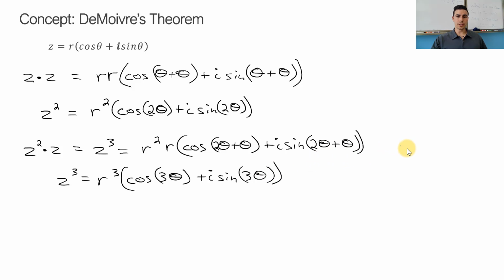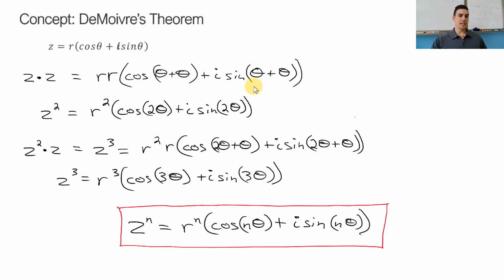So in general terms, we would have z raised to the nth power is going to equal r raised to the nth power times cosine of n theta plus I sine of n theta. So that is our DeMoivre's theorem, and that is how we kind of derive it.